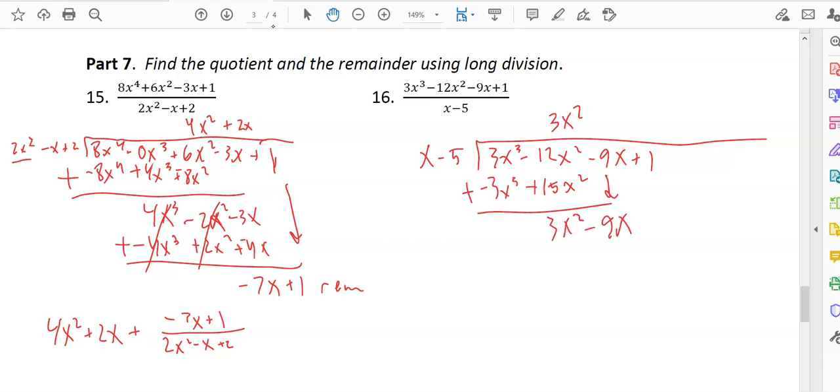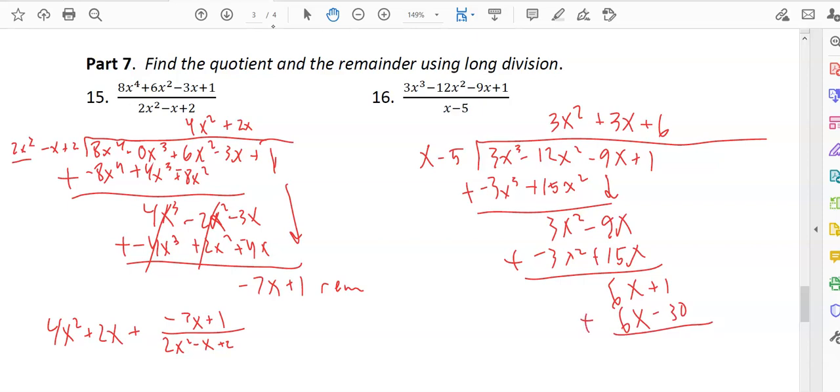Just bring down the next term. This would be plus 3x, I guess. So 3x squared minus 15x, but don't forget we're subtracting both those. So it's going to end up being a positive 6x, bring down the next term. x times 1 is 6, so that's plus 6. I know I'm done up there. 6x minus 30. Subtract both those. So you get 31 as your remainder.